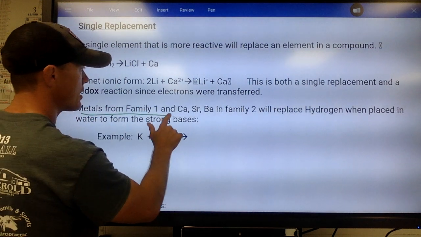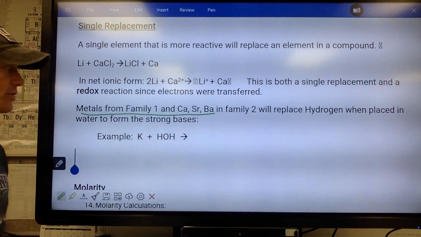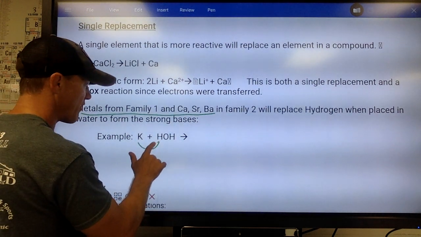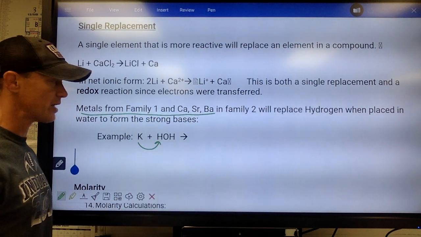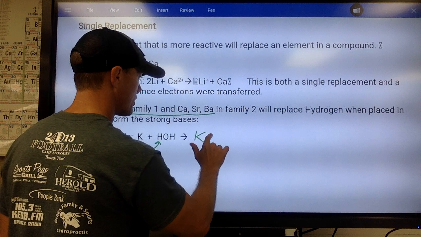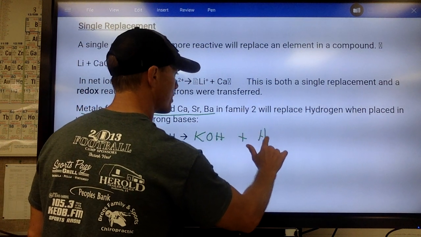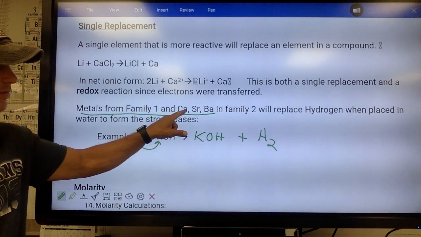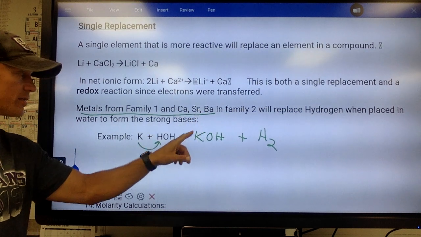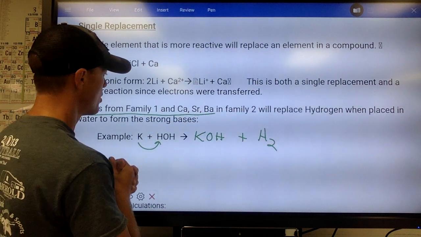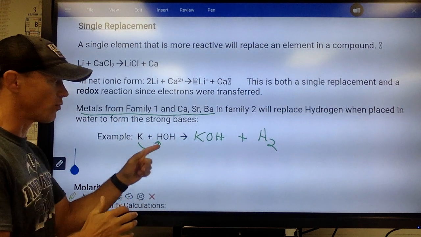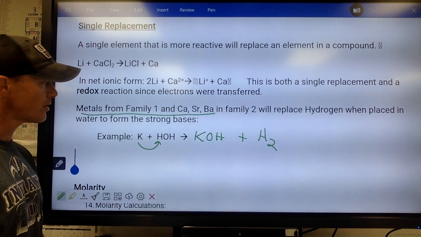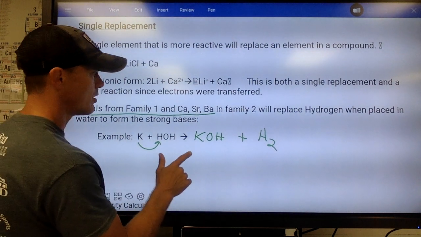Metals from family 1 and calcium, strontium, and barium will replace hydrogen when placed in water. So potassium put in water has the ability to replace a hydrogen. You end up with KOH plus H2. They make the strong bases. That's how strong bases are made. Remember, calcium hydroxide, strontium hydroxide, barium hydroxide, and family 1 with hydroxide are considered strong bases. If I put any other element, like zinc or magnesium, in water, those elements will not replace the hydrogen in water. These will.